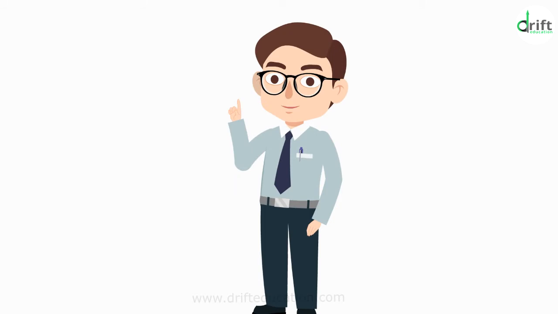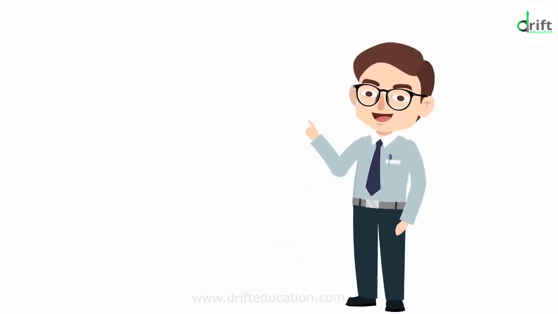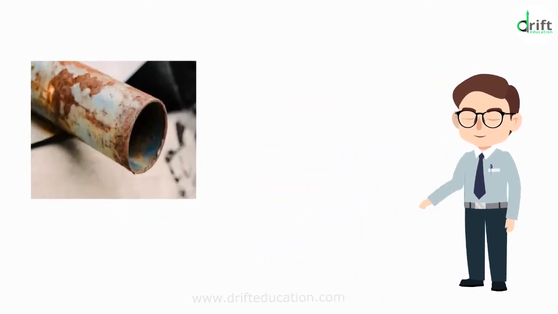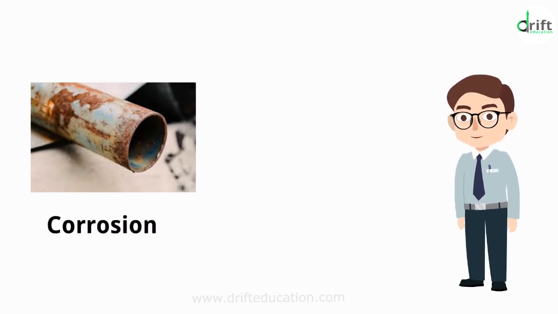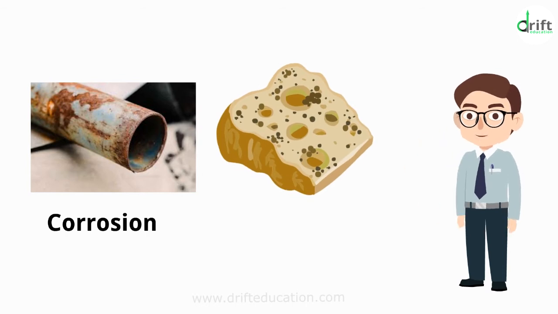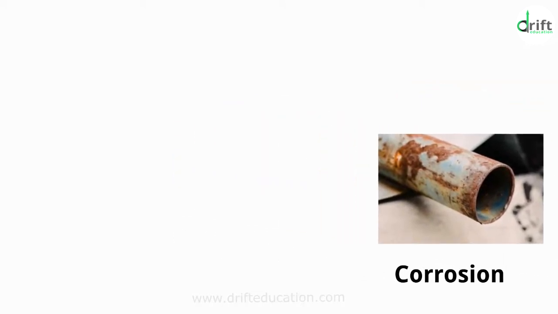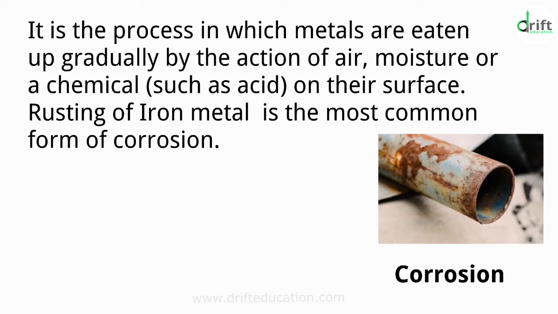Now, let us study about the effects of oxidation reaction in our daily lives. Oxidation has damaging effects on metals as well as food. The damaging effects of oxidation on metals is called corrosion, while its damaging effects on food is termed as rancidity. Let's begin with corrosion. So, what is corrosion? It is the process in which metals are eaten up gradually by the action of air, moisture, or a chemical such as acid on their surface.